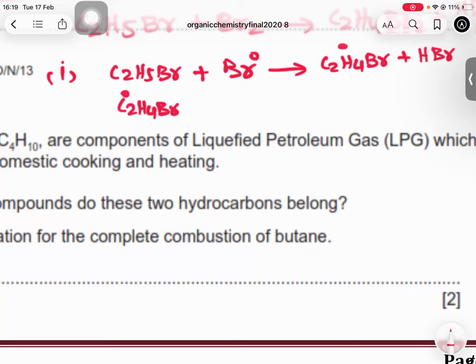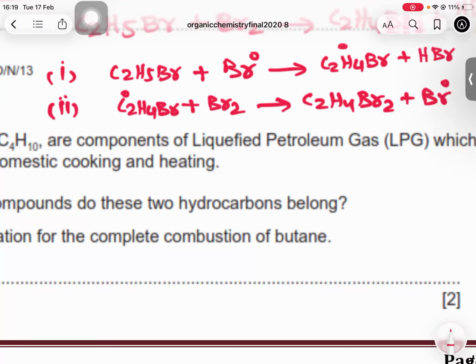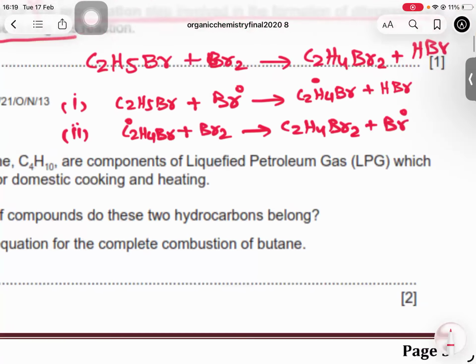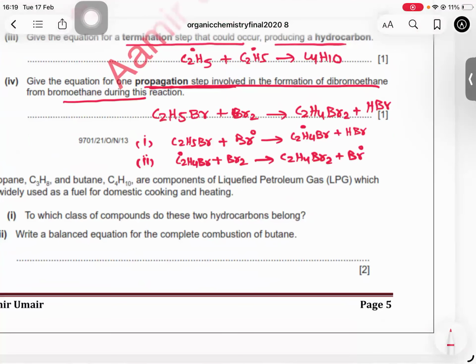C2H4Br plus Br2 gives us C2H4Br2 plus Br free radical. Please keep in mind, this is the one. Now you see and understand what equation he asks you. Give the equation for one propagation step involved in the formation of dibromoethane from bromoethane. He asked us to write one of the steps, so even if you write the first one, it will be accepted because he asked for one of the propagation steps.